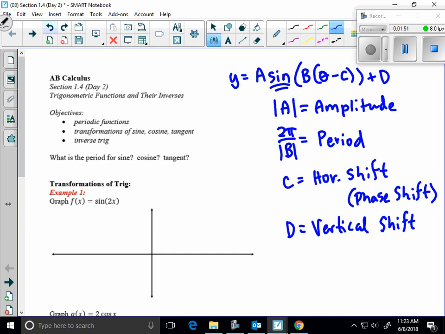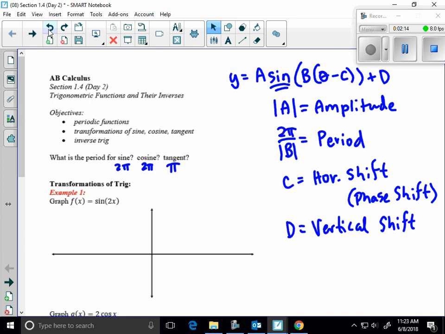So the period for sine and cosine is 2 pi. The period for tangent is just pi. So that equation right there applies only to sine and cosine. The only difference would be if this were tangent, that would just be pi instead of 2 pi. So it's all good.